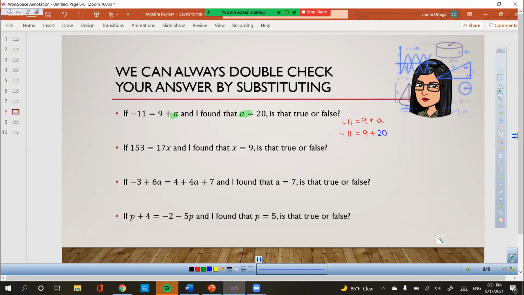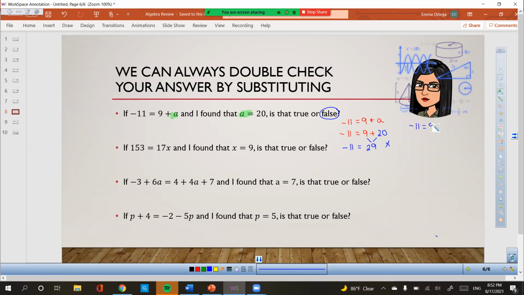On my right side, I have 9 plus 20, and what's 9 plus 20? That gives me 29. Is that true? Does 9 plus 20 equal negative 11? No, right? So that's how I can see that my answer is false. That means that my answer is not 20. What answer should it be? Let's check it ourselves.